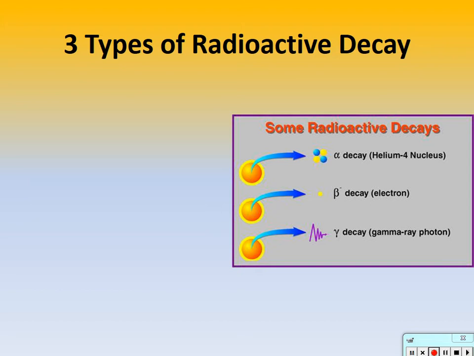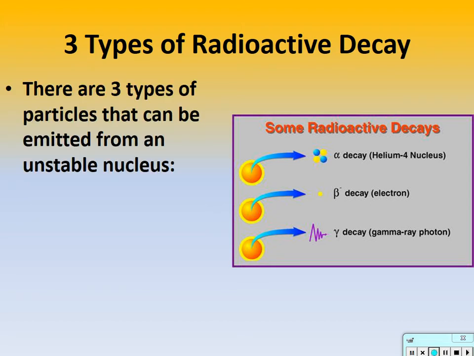There are three types of radiation that can be given off from an unstable nucleus. So there are three types of particles that can be emitted from an unstable nucleus. Emitted just means given off. So it gives off these radioactive particles. Number one is alpha particles. Alpha is given this symbol. It's kind of a funny looking A, a fancy A. It's a Greek letter, alpha. And that's how you'd write it as a Greek letter.